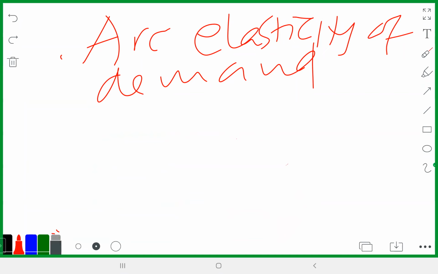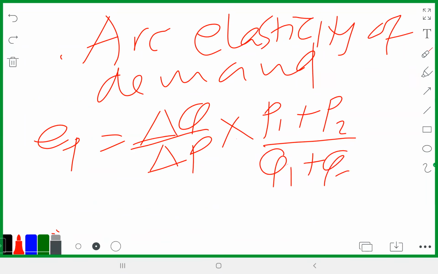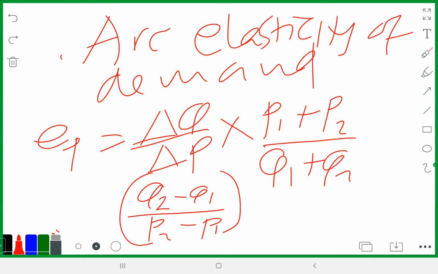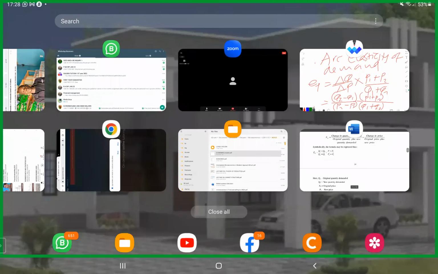The elasticity of demand is equal to the change in quantity over the change in price, times P1 plus P2 divided by Q1 plus Q2, right? You can represent the change in quantity as Q2 minus Q1 over P2 minus P1, right? Then you can also add P1 plus P2 over Q1 plus Q2. So this is the formula that you can use to find the ARC elasticity of demand.